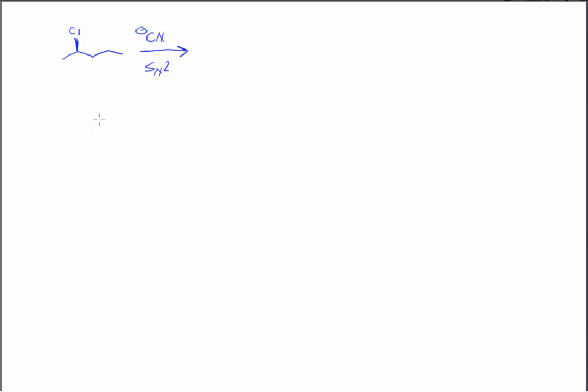Let's take a look at drawing the transition state of an SN2 reaction. So let's pretend we have this reaction. We're told it's SN2, and we know that SN2 reactions proceed by inversion, and so we can predict the product relatively easily. We just substitute the chlorine for the CN.